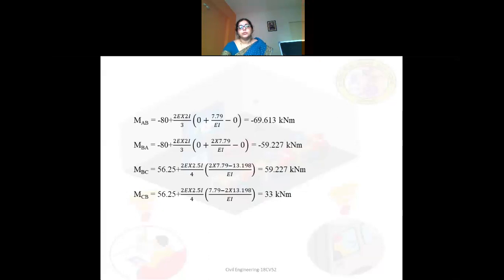And when you apply the slope deflection equation to calculate the final moments, MAB is equal to MFAB plus 2EI by L into (2 theta A plus theta B minus 3 delta by L). Theta A anyway is 0. In place of theta B, you have to apply 7.79 by EI. Delta anyway is 0. So what is the answer? Minus 69.613 kilonewton meter. Similarly you have to calculate for BA, BC and CB. You have applied the delta values already in the beginning itself, so no need to apply again. Whatever theta B and theta C values you have got, you have to substitute and calculate the final moments.